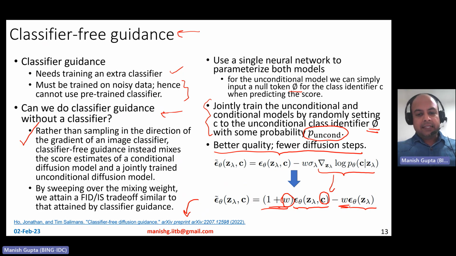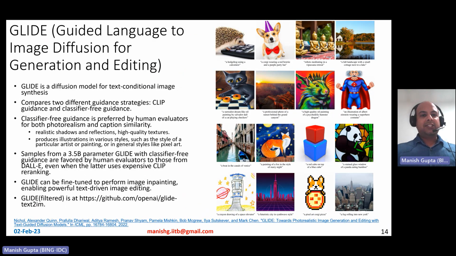So now, with all this mathematical background, let's talk about GLIDE. GLIDE is guided language to image diffusion for generation and editing. As you see, GLIDE is text conditional now. So you don't just generate random images, but you can say what image you want to generate. So a hedgehog using a calculator, or a painting of a fox in the style of Starry Night, or a stained glass window of a panda eating bamboo. It's a diffusion model for text conditional image synthesis.